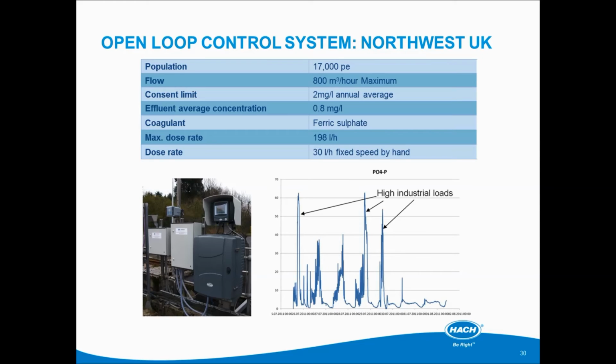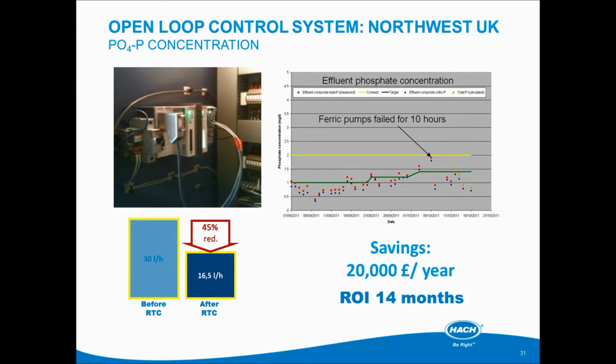This first case study looks at a plant in the northeast of the UK which suffered from high industrial loads, peaking at up to 60 milligrams per litre orthophosphate. The system installed was open loop control, dosing ferric sulfate into the screened sewage to settle the floc in the primary tanks. Before installation of the PRTC, the standard dose was set at 30 litres per hour. As a result of installing the PRTC, feed-forward load-based control, the precipitant dose was reduced by 45%, and the site was compliant in both phosphorus and metal.